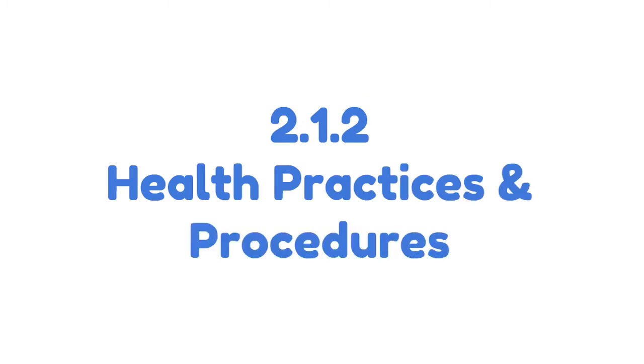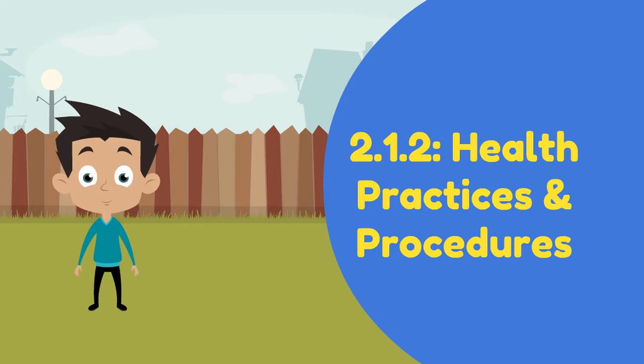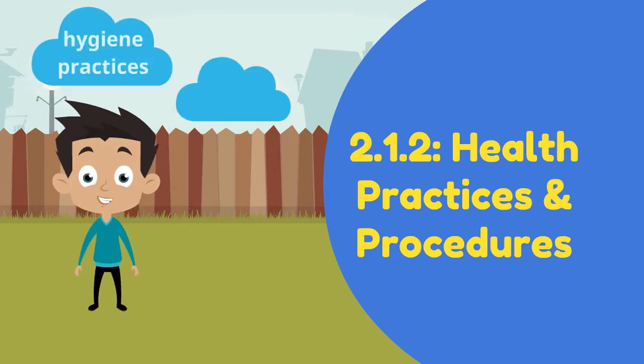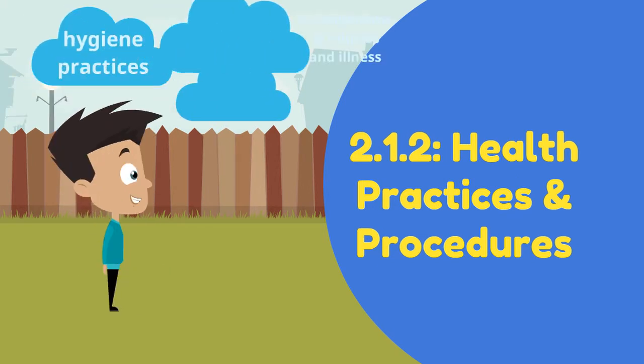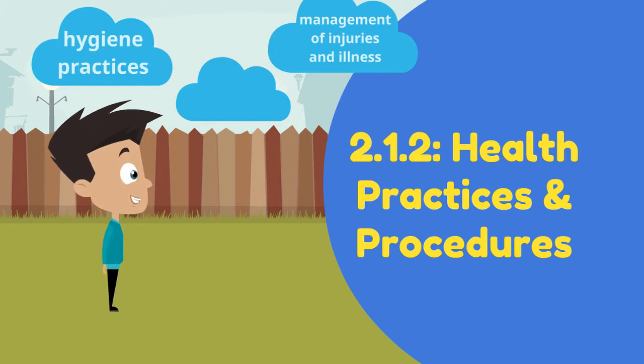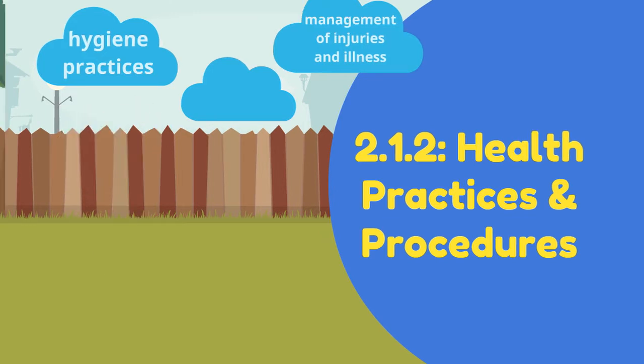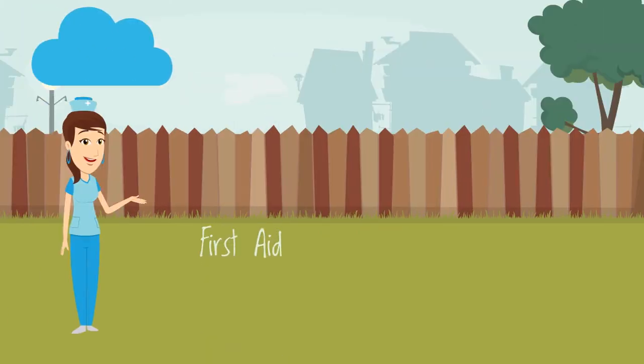The second element of Area 2.1 is health practices and procedures. This requires that services support all aspects of children's health with a focus on effective hygiene practice and management of illnesses and injuries. While under care, children should have access to medical and first aid resources in case of injury and illness, and should be provided with opportunities to follow and implement healthy and safe hygiene practices.